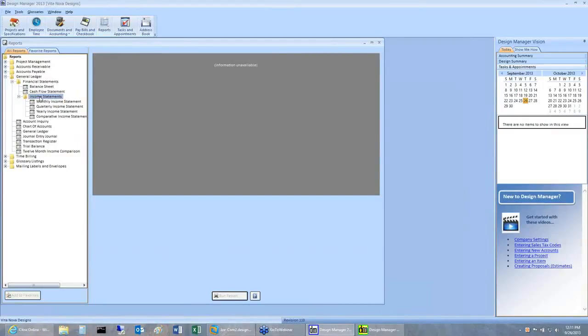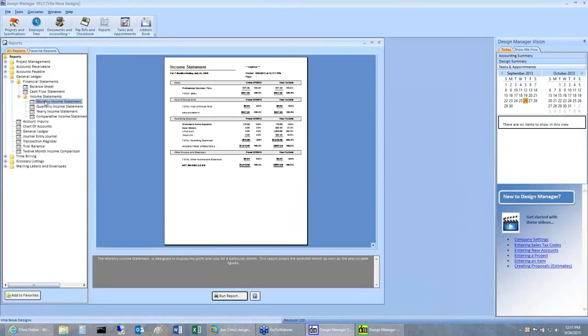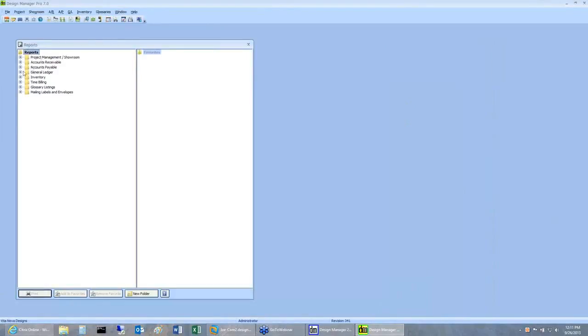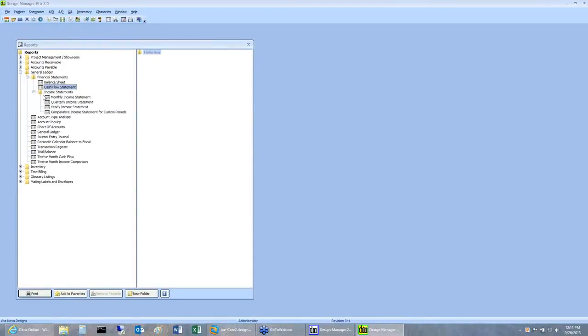If you're used to a different system that you used earlier, they may call it the profit and loss statement. Income statement and profit and loss are different terms for the exact same thing. And if you go over to Design Manager Pro, you want to click on Reports, General Ledger, Financial Statements, and here you have your balance sheet, your statement of cash flows or cash flow statement, and your income statements. So let's start out by taking a look at the income statement or profit and loss.